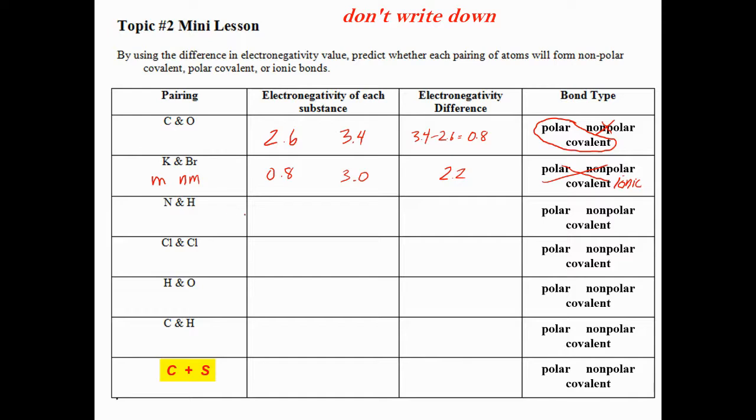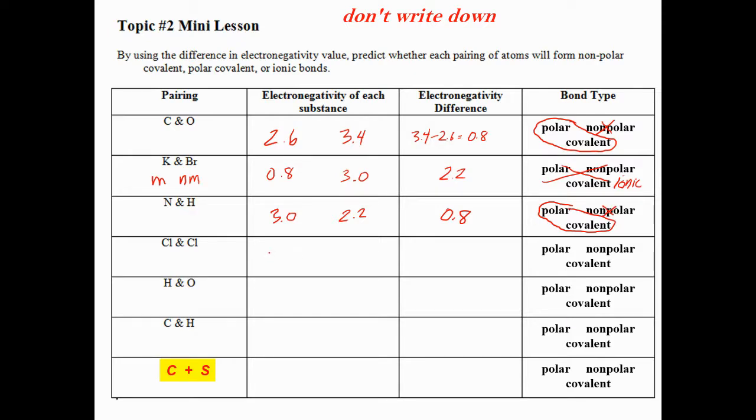Nitrogen and hydrogen. Nitrogen has an electronegativity of 3.0. Hydrogen's electronegativity is 2.2. So the difference in their electronegativity is 0.8. They have different electronegativities. That's a polar covalent bond. Okay? Remember, polar equals lopsided.